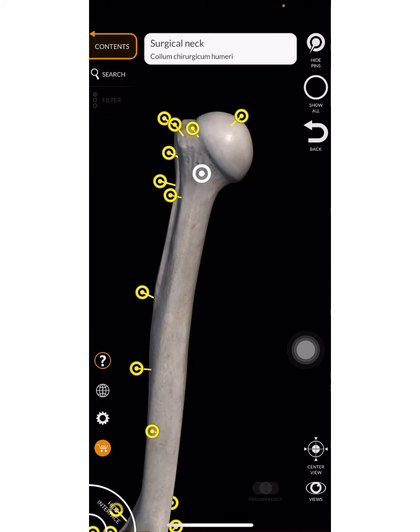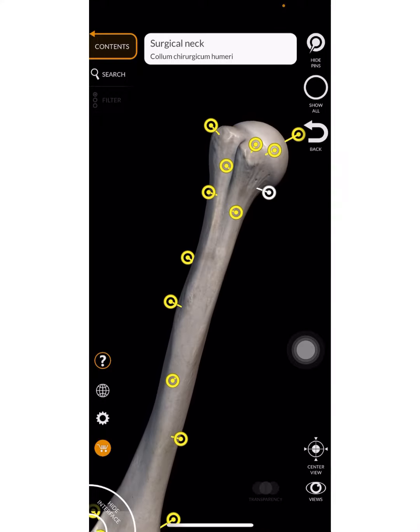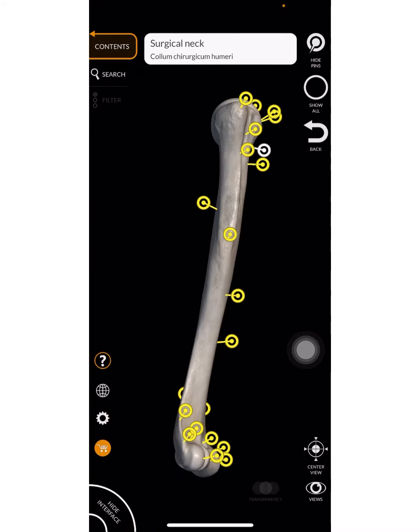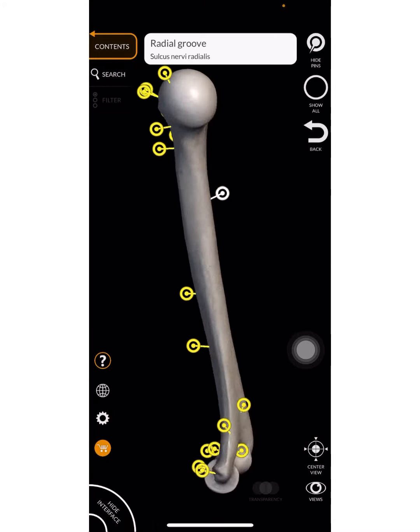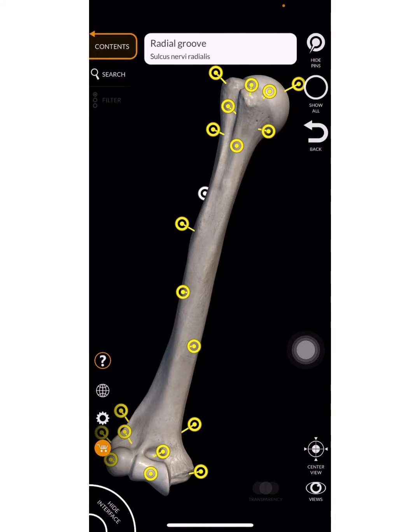This is the anatomical neck, and it is a common site for fracture. Now we will discuss the shaft of the humerus. So this is the shaft. Let me show it.